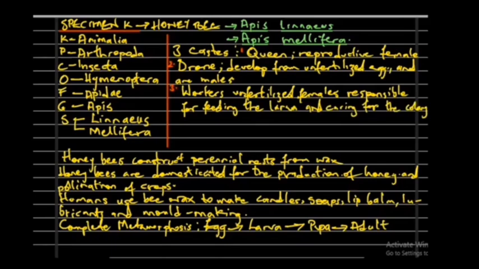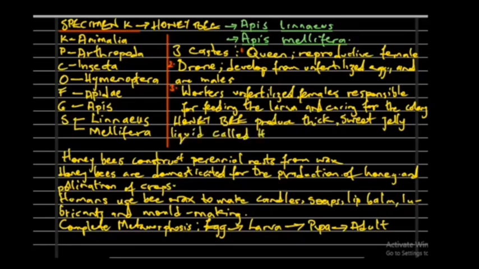The honeybees generally produce a thick sweet jelly liquid, which is called honey, and it is used as a sweetener.